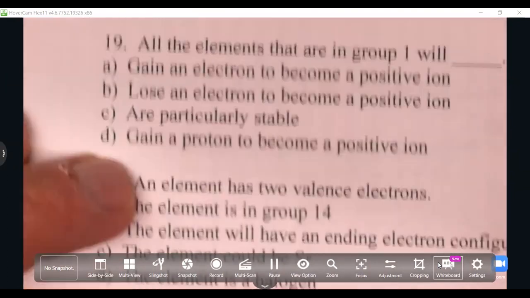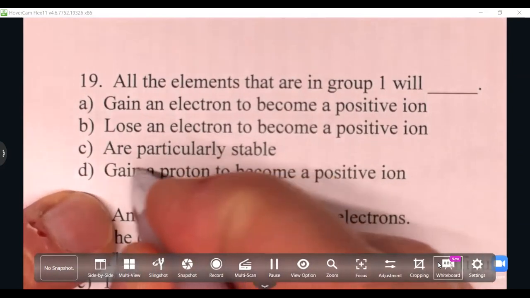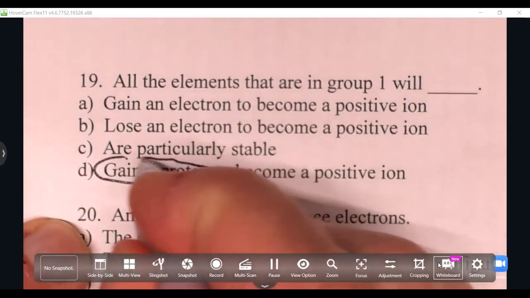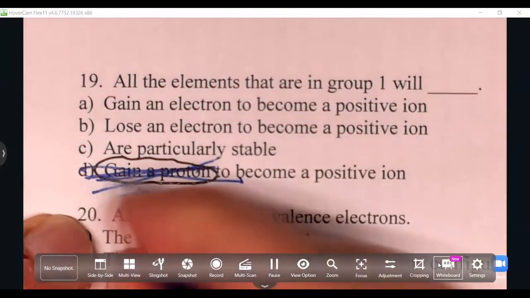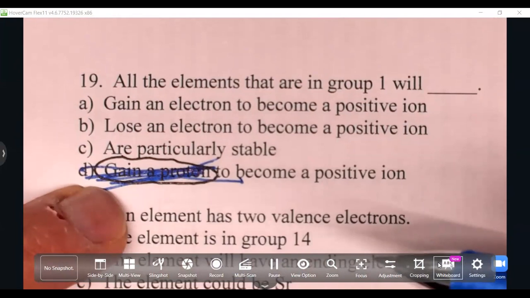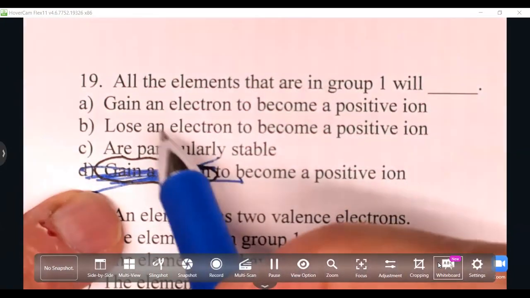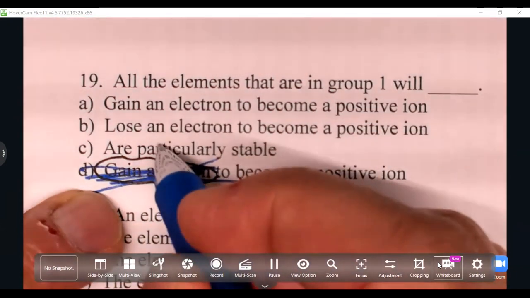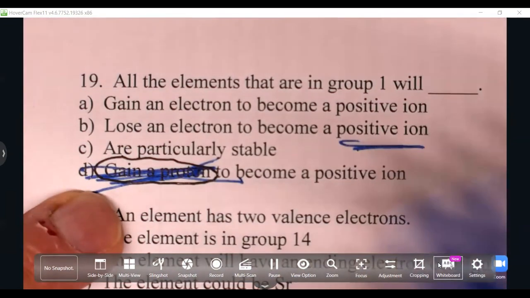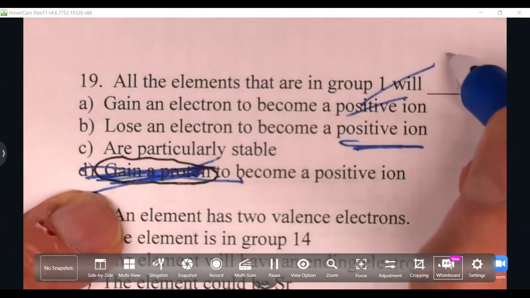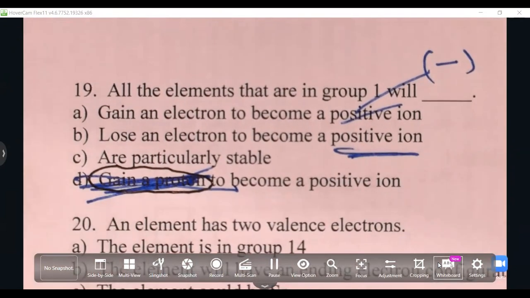Now, remember, we are never, ever changing protons. If you change protons, you are changing the element, right? So all of these need to lose a single electron to become a positive ion. If it gains an electron, it would be negative. But we all have to lose an electron to become a positive ion.